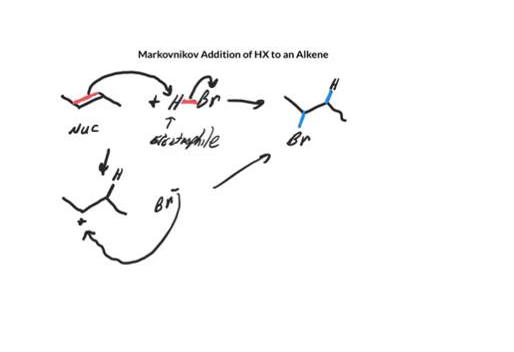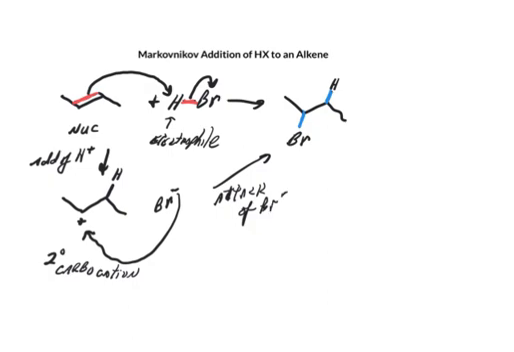So I have addition of H plus, right? I form a secondary carbocation, right? It's got two alkyl groups attached to it. That makes it a secondary. And then attack of the bromine, Br minus, to form that bond. All right, so this is great.